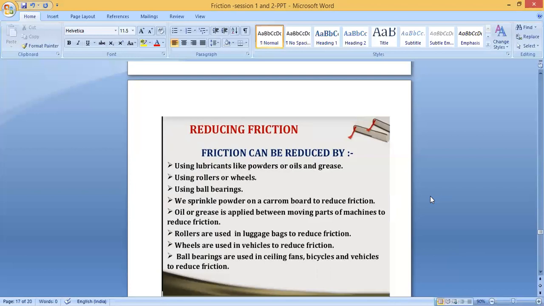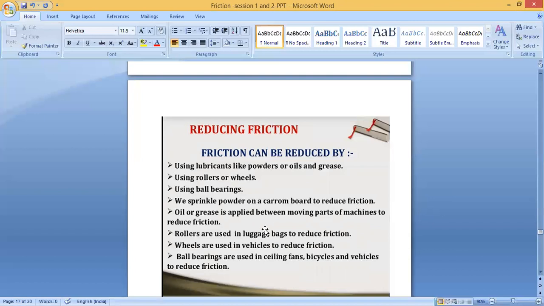So why is it that on a carom board, when you hit the coins, they have to go fast? Suppose there is no powder, what will happen? The friction will be more, and it will be very difficult to move. So when you sprinkle some powder, it becomes a very smooth surface, the friction reduces easily, and you can easily play. Clear? So we sprinkle powder on the carom board to reduce friction.